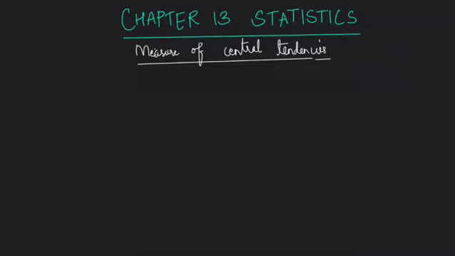In this video, I'll be introducing chapter number 13, Statistics, and the formulae that are involved in it. In this chapter, we will mainly be discussing the measures of central tendency, which are the mean, median and mode of grouped data.